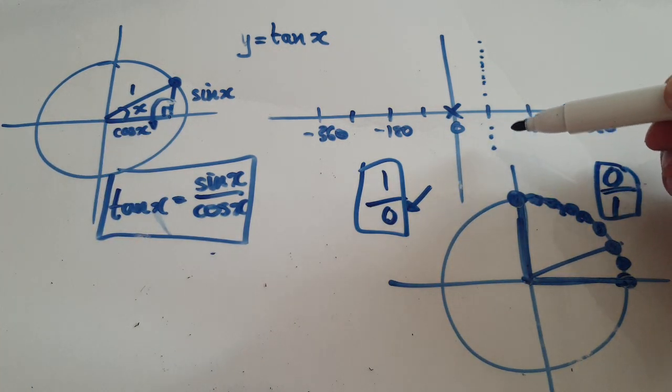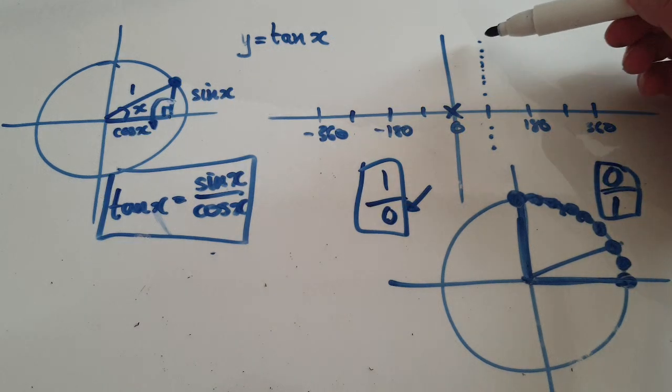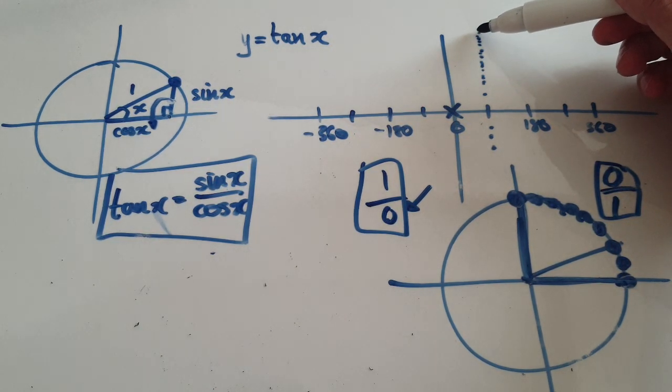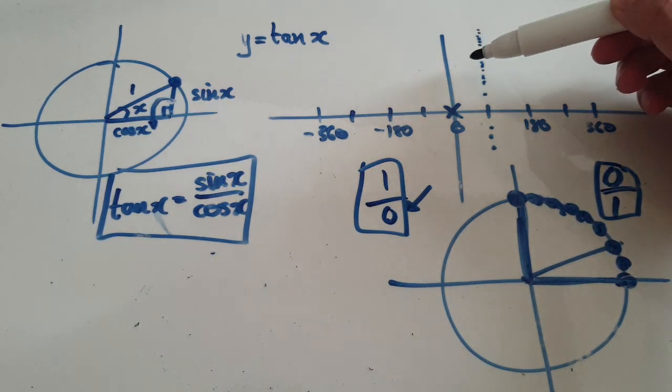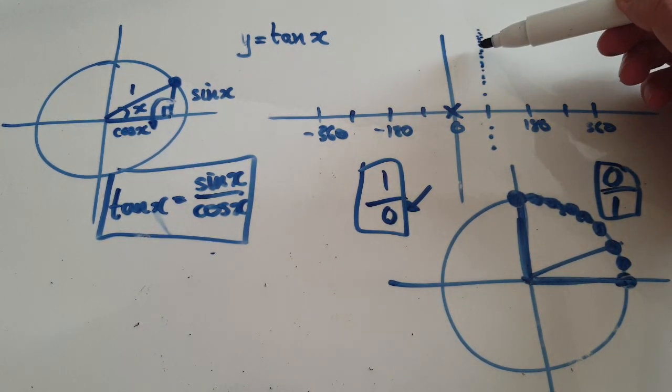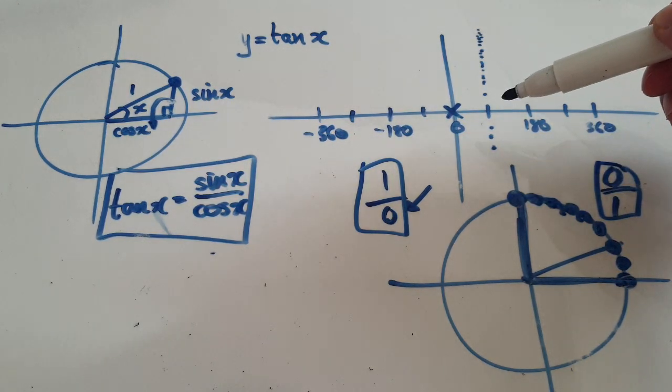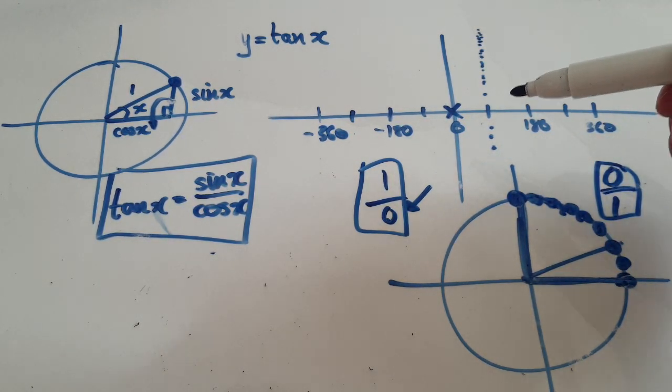So dead on 90, something breaks. Dead on 90, it breaks down. That's why you get what's called a vertical asymptote. But don't worry about that at the moment. Just remember that dead on 90, there is no number. So dead on 90, we know it breaks down.